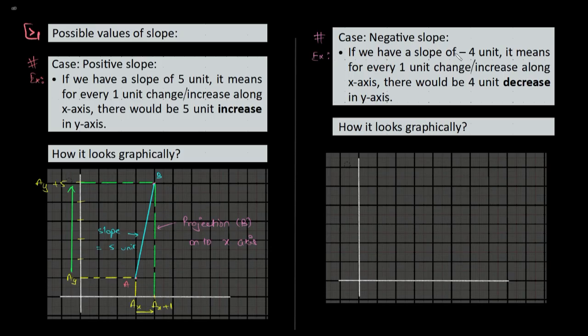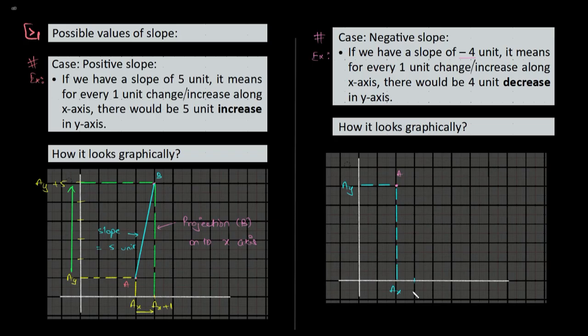Now let's look into case 2, wherein we have a negative slope. If we have a slope of minus 4 unit, it means for every 1 unit change or increase along the x-axis, there would be a 4 unit decrease in the y-axis. So what does this mean graphically? Say you have a point A. Let's project it onto our x and y axes. So that's your projection, that would be your AX and this would be your AY.